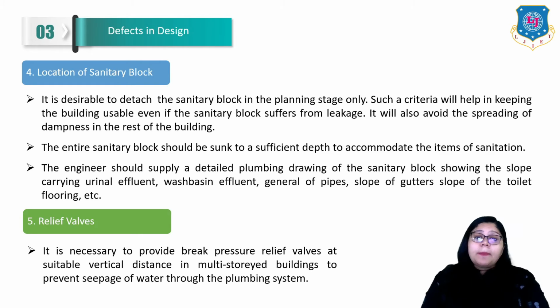The engineer should supply a detailed plumbing drawing of the sanitary block showing the slope carrying the urinal effluent or wash basin effluent, layouts of pipes and slope of gutter, or we can say the slope of the toilet flooring. Fifth one is the relief valves. It means it is necessary to provide break pressure relief valves at suitable vertical distances in a multi-story building to prevent seepage of water through the plumbing system.